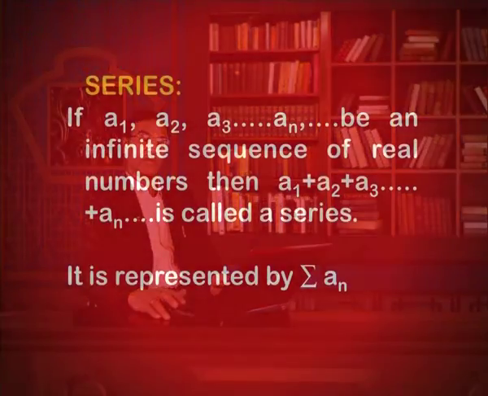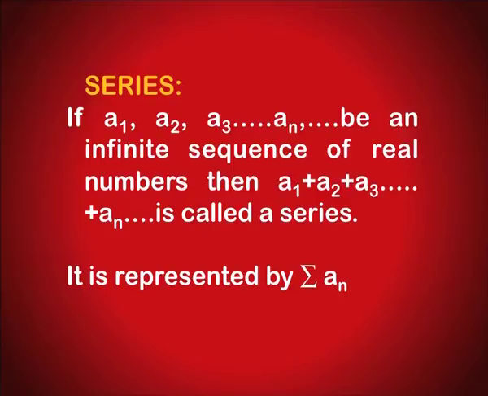If a1, a2, a3, ..., an is an infinite sequence of real numbers, then a1 plus a2 plus a3 plus and so on to an is called a series. It is represented by sigma an. Now, I will explain to you the convergence of the series.